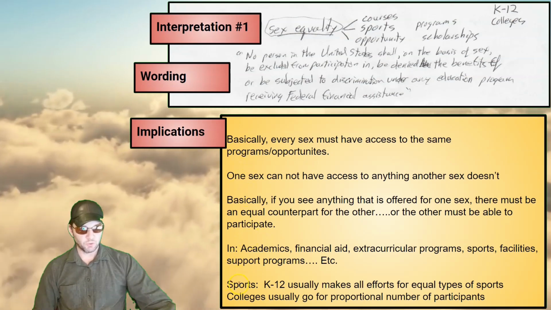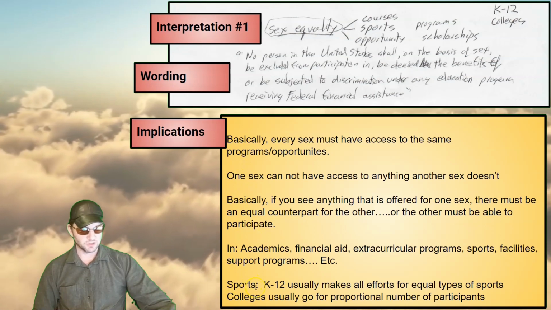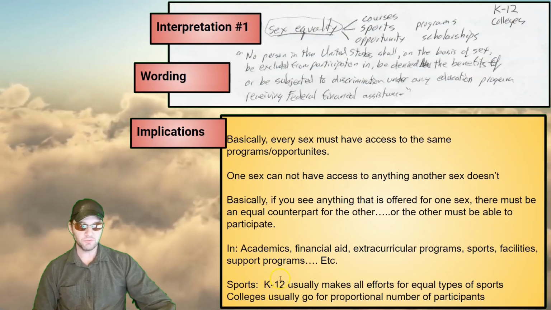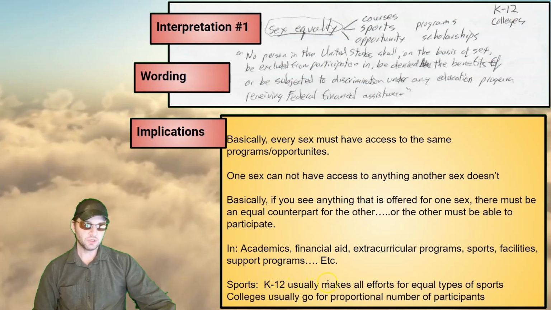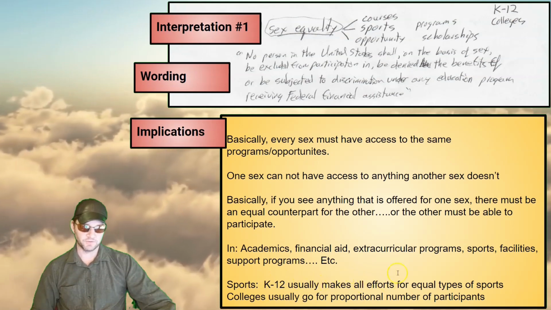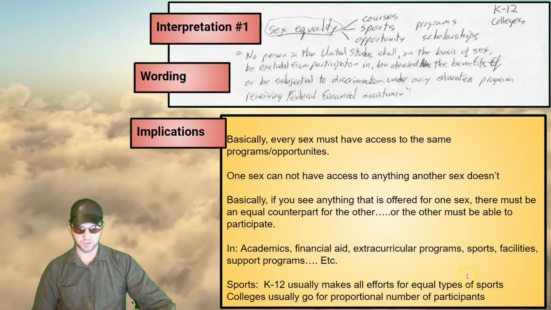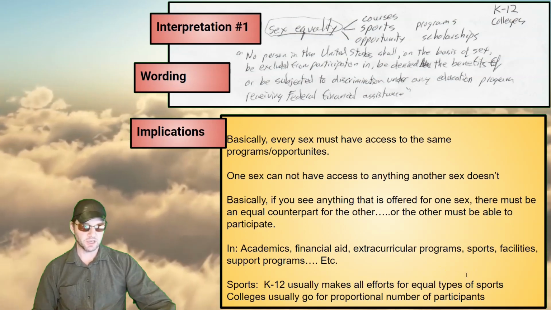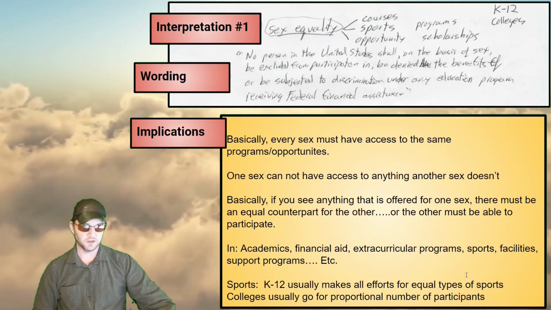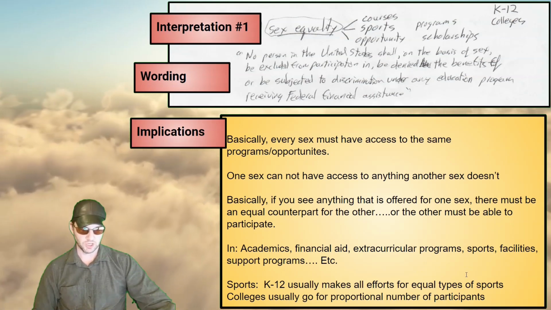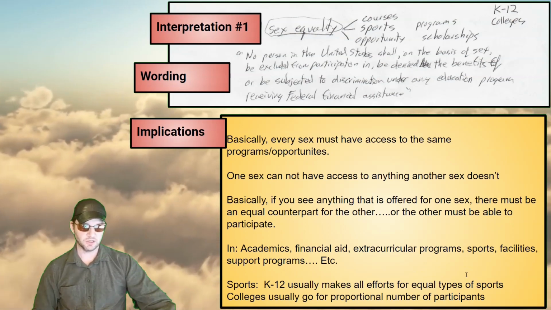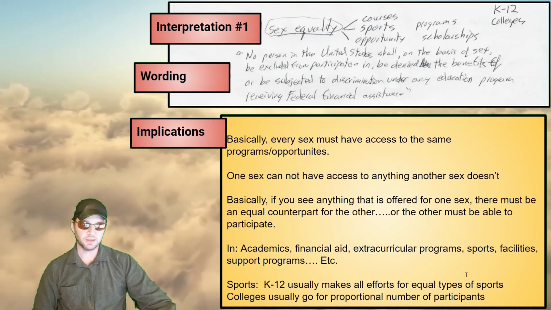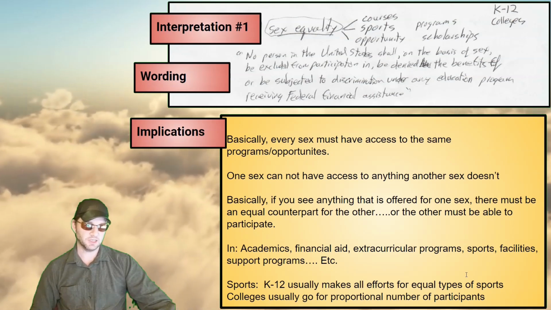In sports, one thing I notice is that K through 12 public education usually really tries to make all efforts for equal types of corresponding sports. If there's a baseball, then there's a softball. If there's a boys track, there's a girls track. If there's a boys lacrosse, there's a girls lacrosse. If there's girls gymnastics, they try to make a boys gymnastics. And I think it's federal, but it's definitely in a lot of states.